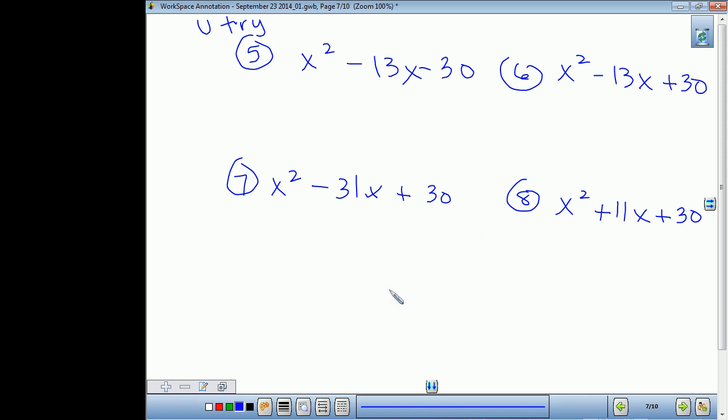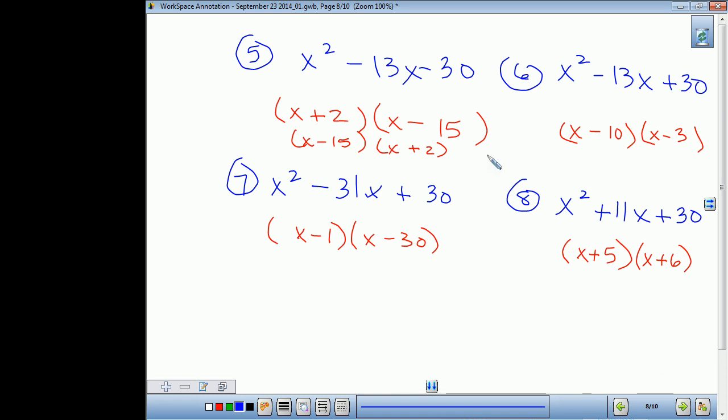Alright, what are our factors of 30? 1 and 30, 2 and 15, 3 and 10, or 5 and 6. So this is what we're going to look at as we look at all these different 30s. And then we have to think about our signs. So on the first one, we're multiplying to get a negative, adding to get a negative. So they have to be different signs. And the bigger one needs to be negative.